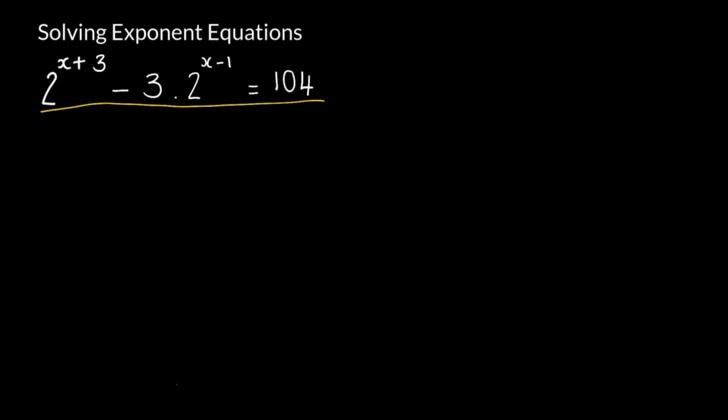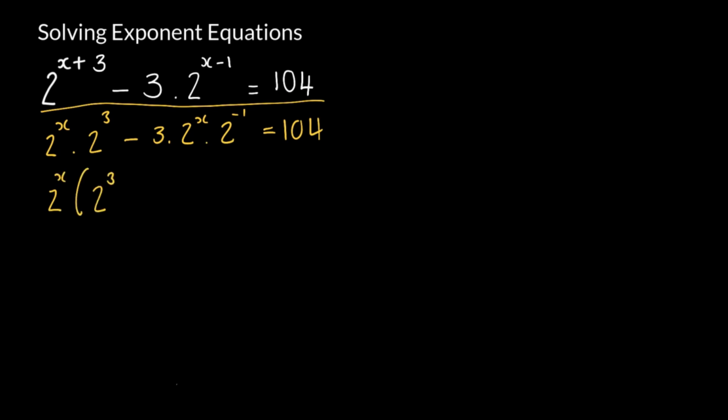Okay, so we're going to do exactly what you did at the beginning. We're going to isolate each of these. We're going to get 2 to the power x multiplied by 2 to the power 3, minus 3 multiplied by 2 to the power x multiplied by 2 to the power 1, is equal to 104. And we're going to take 2 to the power x out as a common factor. We're going to get 2 to the power 3 minus 3 multiplied by 2 to the power 1, all of this equal to 104.